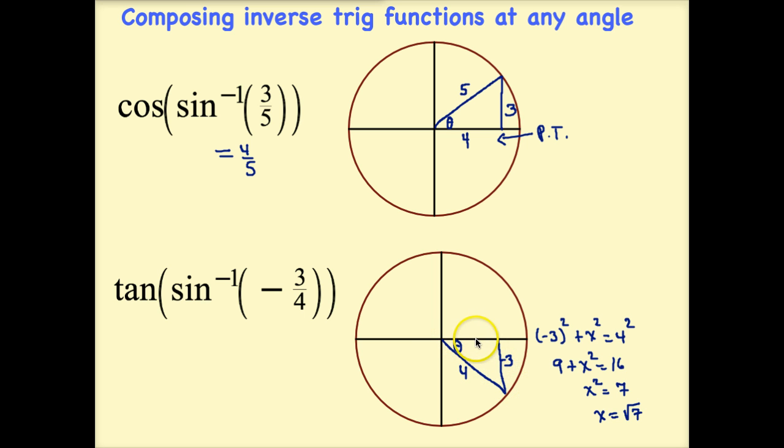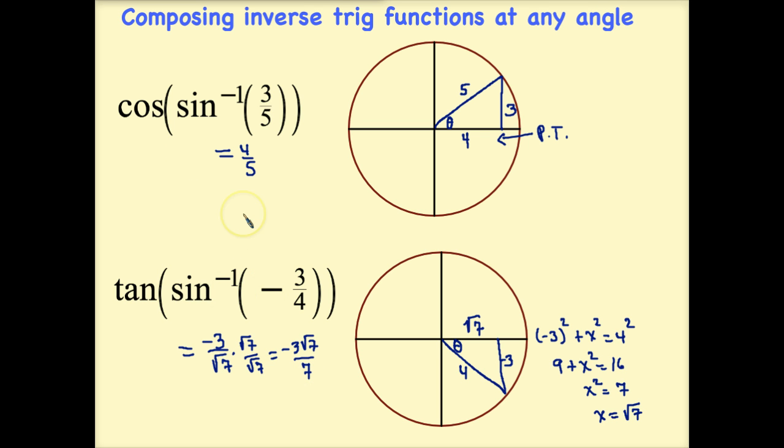What is my x value? Well, I can use the Pythagorean theorem here to determine that my x value is root 7. Now I'm in a great position to find the tangent of this angle. Tangent is opposite over adjacent, so that's negative 3 over root 7. Of course, I would need to rationalize my denominator, and I would get negative 3 root 7 over 7.